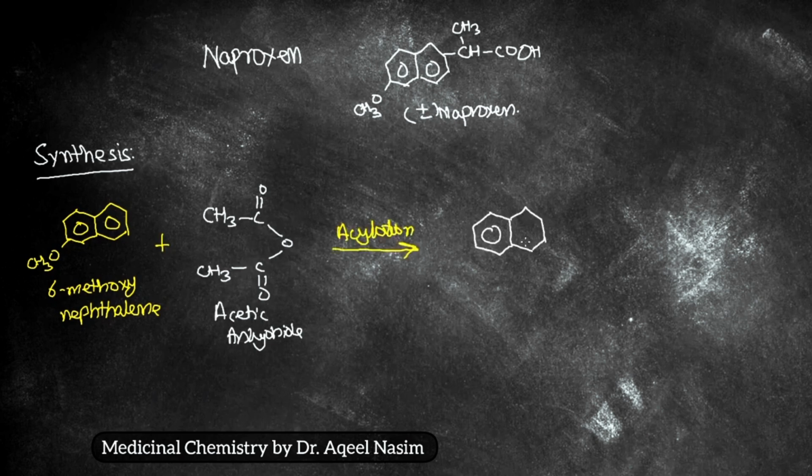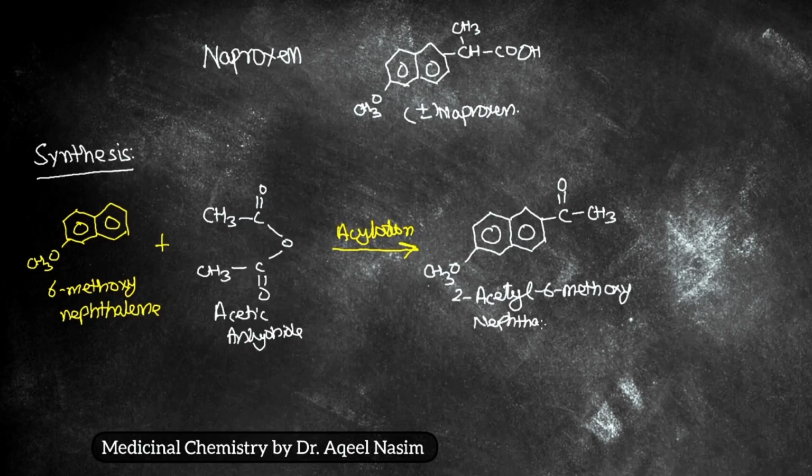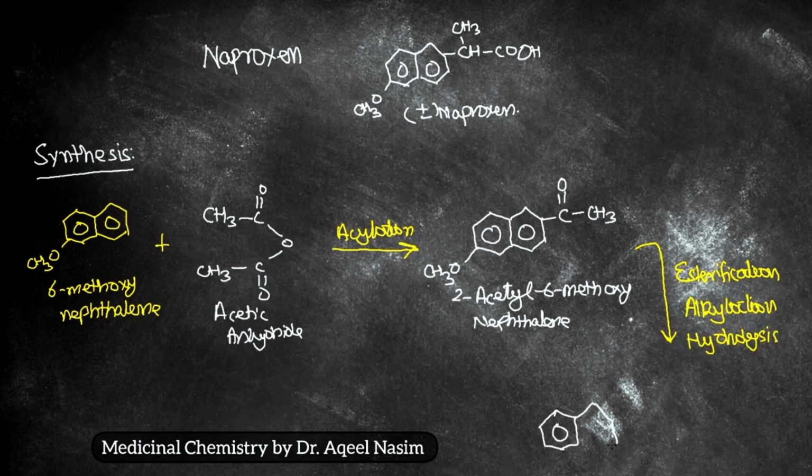which undergoes acetylation and forms a condensed ring intermediate compound known as 2-acetyl 6-methoxy naphthalene. Then this intermediate undergoes further esterification, alkylation and hydrolysis to yield the final product, naproxen.